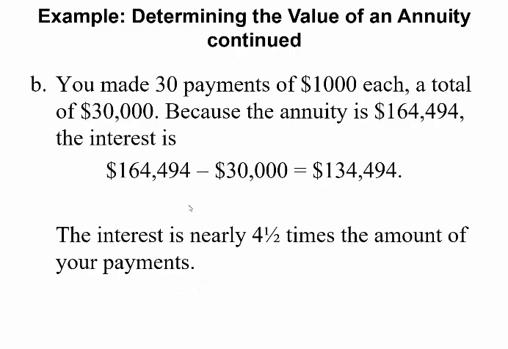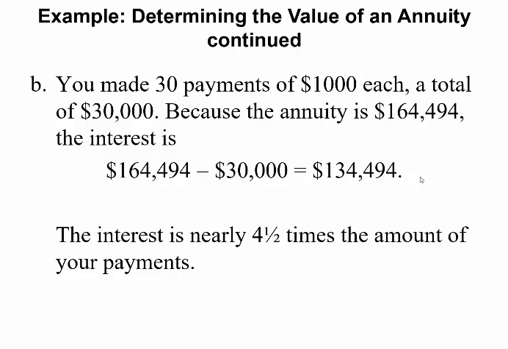Pretty good. Well, how much of that is interest? You made 30 payments of $1,000 each, so 30 times 1,000 is $30,000. Because this is how much the annuity is worth, to find the interest you made, you take that $164,494 and subtract $30,000. You made $134,494 in interest. So this interest is nearly 4.5 times the amount of your payments. So you're going to want to invest your money early so you can keep making these types of payments in the long run.